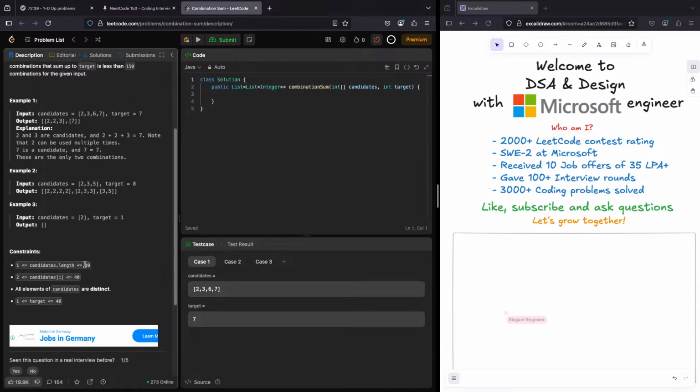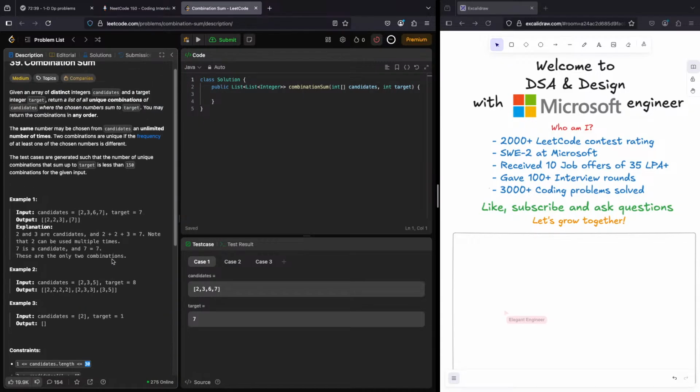One hint that it gives for backtracking is this: we can choose any number multiple times. That means you can come back to that number also. For example, I picked this 7, but the order doesn't matter here. So you can pick this 2 twice and then move to the next element. Like 2, 3 is the same, so I don't need to come back to this one also.